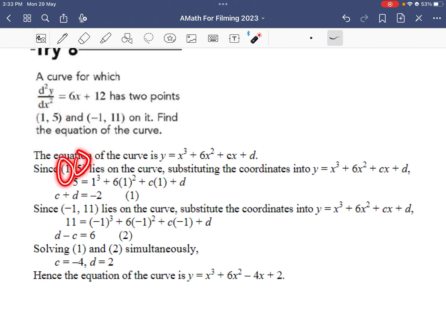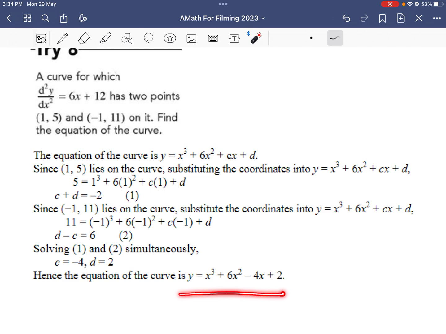Now, if you substitute in (1, 5), when x is 1, y is 5, what you get is c plus d equals negative 2. Not very helpful. You still have two unknowns, c and d. Similarly, if you substitute x is negative 1, y equals 11 into this, what you get is d minus c equals 6. Notice that now what you have is one equation, c plus d equals negative 2, and d minus c equals 6 as equation 2. You solve them simultaneously, you'll find that c is negative 4, d equals 2.